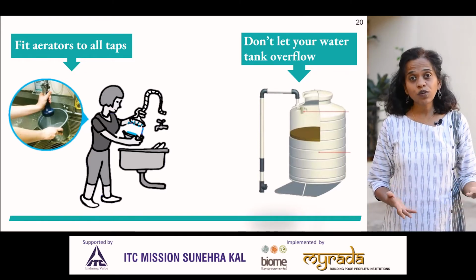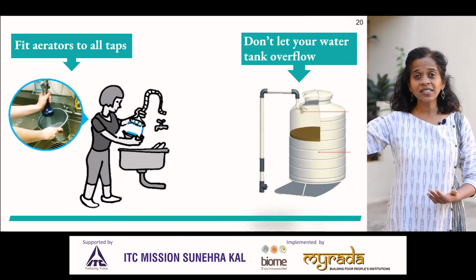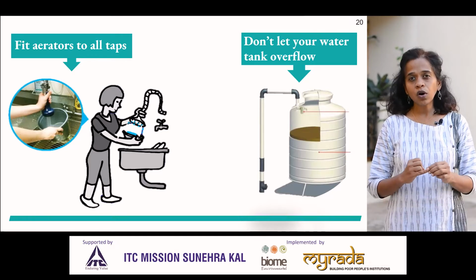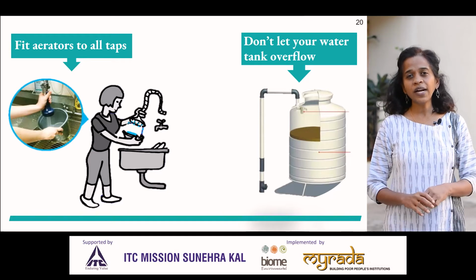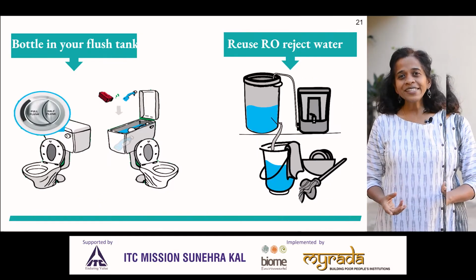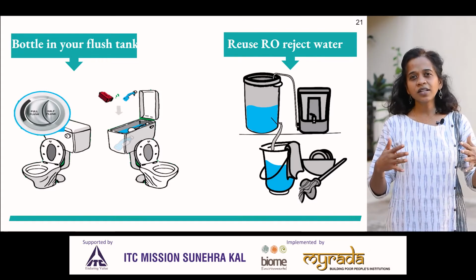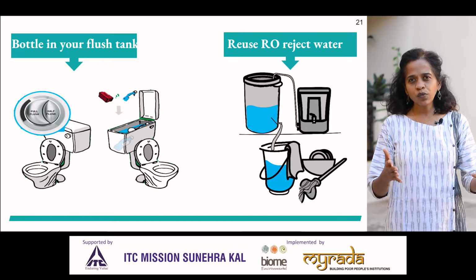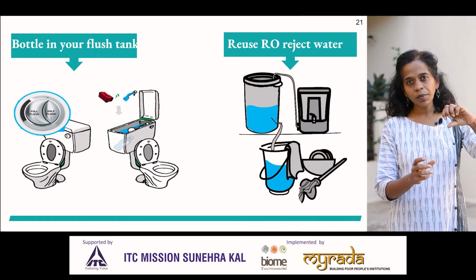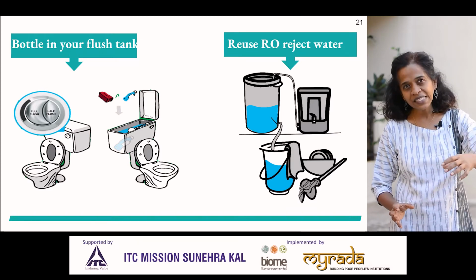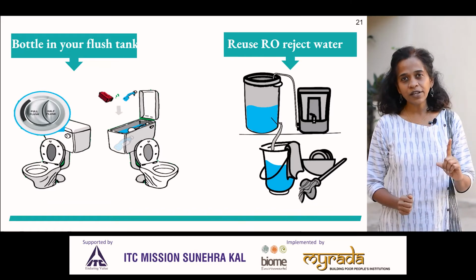Water tanks overflow. When we switch on our pumps and we are pumping to our overhead tanks, make sure that you fix automated water level controllers so as to avoid any form of overflow. A simple thing that you can do is with a flush tank. Every time you flush, a certain volume of water flows out. It could be 4 litres, 6 litres. You can displace a certain volume of water by taking a bottle that's filled with water and placing it inside your flush tank. This way, every time you flush, you're saving 1 litre of water.